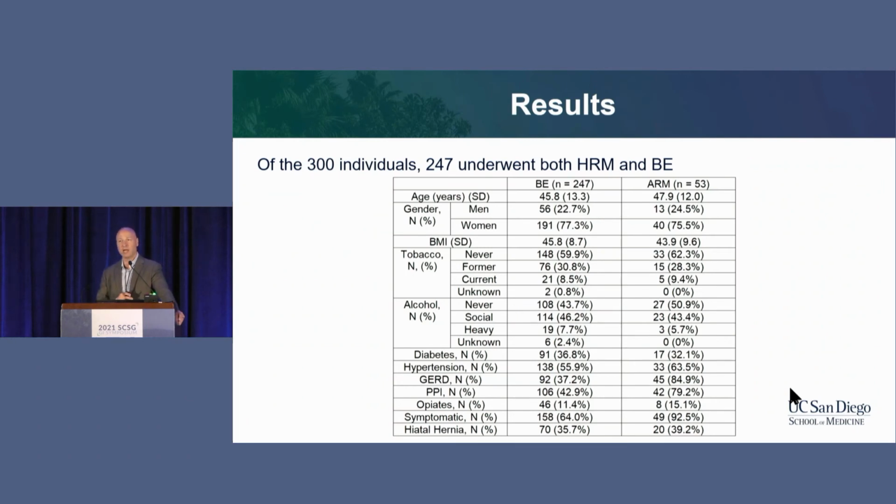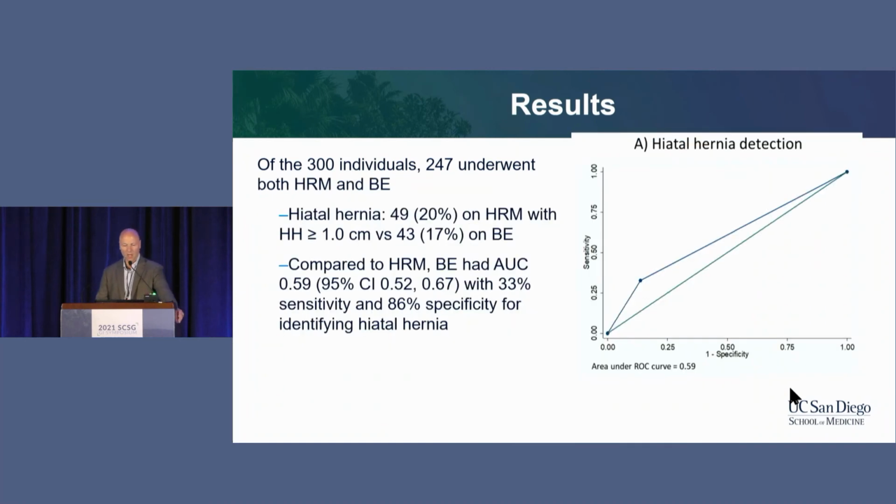So a very large cohort here, over 300 individuals, 247 of these patients underwent both HRM and barium esophagram. And I would tell you, at our program, not everybody gets a preoperative evaluation, but from what I understand at UCSD, they do, and that's probably the smarter way to go. Now, when they actually looked at the results, they found a couple of things that we knew already. And some of them were that hiatal hernia is a very difficult thing to diagnose.